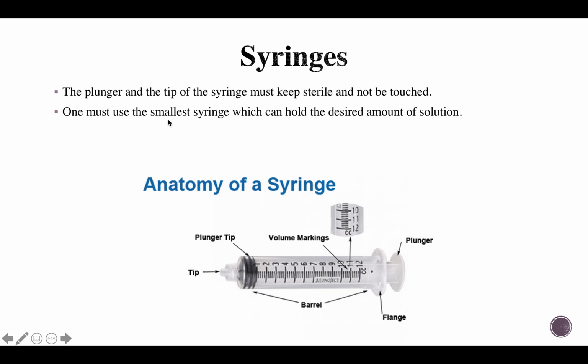One must use the smallest syringe which can hold the desired amount of solution. When you want to withdraw 2 ml, you preferably use the 3 ml syringe or 5 ml syringe at least. But if you use a 10 cc syringe, it will be a waste of time and money, of course.